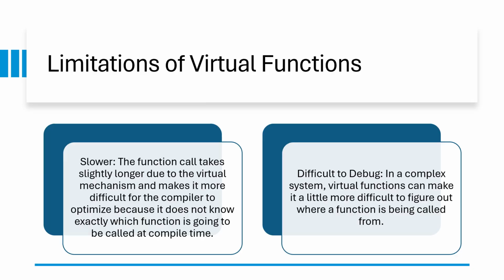Limitation: slower and difficult to debug. So this is a limitation. The function call takes slightly longer due to the virtual mechanism and makes it more difficult for the compiler to optimize, because it does not know exactly which function is going to be called at runtime. Because of the virtual function mechanism it gets slower, since everything is called through pointers and addresses. So the compiler does not know which function is to be called. Another reason is that errors are difficult to debug. In a complex system, virtual functions can make it a little more difficult.